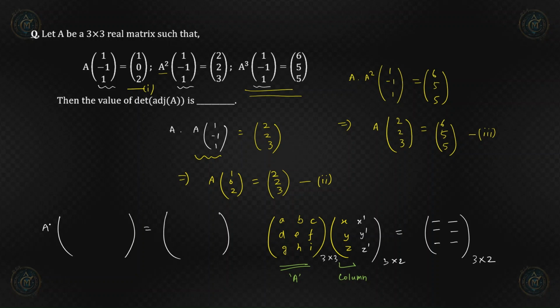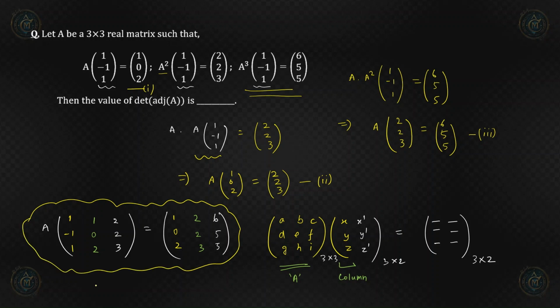So we can say A times this column, this is 1, minus 1 and 1, gives us 1, 0 and 2. Then we have A times 1, 0, 2, this column, which gives us 2, 2 and 3. Then we have A times this column matrix, 2, 2 and 3, which will be equal to 6, 5 and 5. So this is our matrix equation where we have all 3 by 3 matrices. Then we can take the determinant on both sides to calculate the value of determinant A.